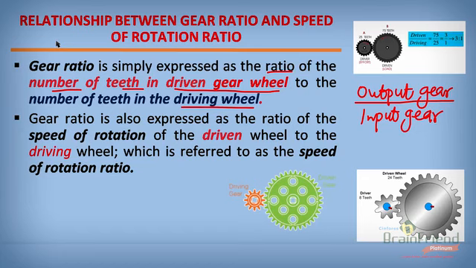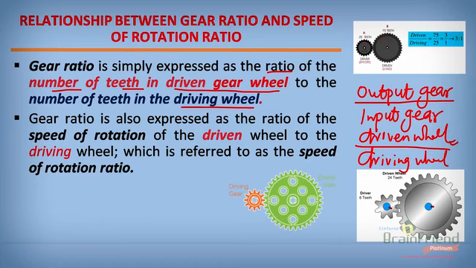When you see an expression of the number of teeth of driven wheel over driving wheel, it is referring to the gear ratio. Now, let's look at the relationship of the gear ratio to speed of rotation ratio. Gear ratio is also expressed as the ratio of the speed of rotation of the driven wheel to the driving wheel. And this expression is also referred to as speed of rotation ratio.